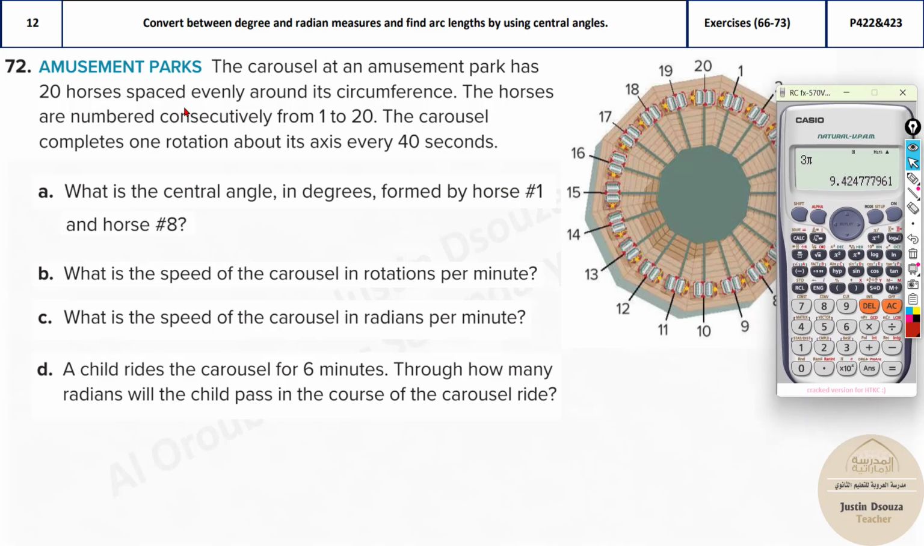Now we are on the 72nd problem. That is amusement parks. The carousel at an amusement park. Now a carousel is basically like a turning thing. It's not like a giant wheel or something. Not a Ferris wheel, which moves vertically. This one moves horizontally. It's flat.